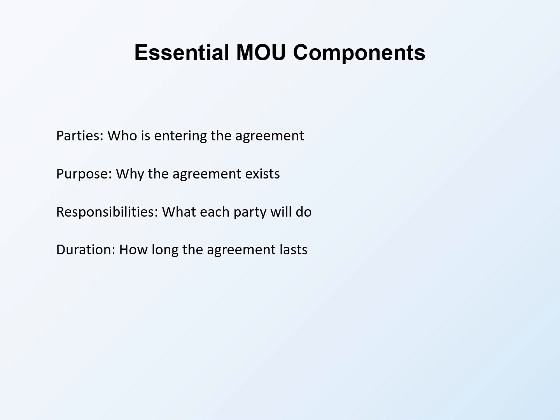Responsibilities describe what each party will do. This is the core of the MOU. Be specific about deliverables, timelines, and expectations for each party. Duration specifies how long the agreement lasts. When does it begin and end? Is it tied to a specific project or ongoing? How can it be renewed or terminated?